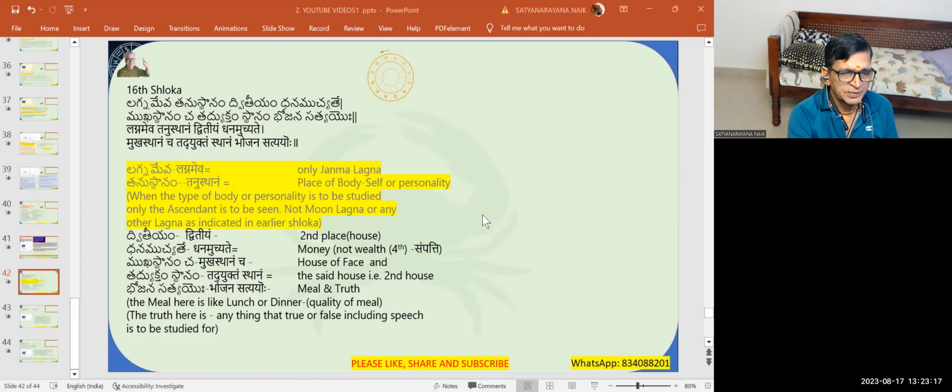Now today we take up Dvitiyam, second place, Dhanamuchyate, money, Mukhastanam, it's the face, Tadyukta Stanam, the second place also, Bhojana Satya. So this is what it is about. So in the same bhava, the different items have to be seen. So we are taking up the next item, the remaining item, I mean to say. So remaining item means we have to go for the example.